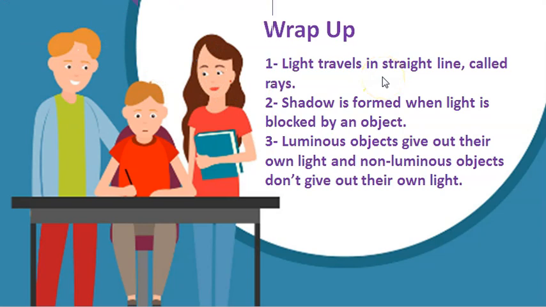Okay, I'm going to repeat today's lecture. The light travels in a straight line called rays, and a shadow is formed when light is blocked by an object. Okay, and luminous objects have their own light and non-luminous objects don't have their own light.